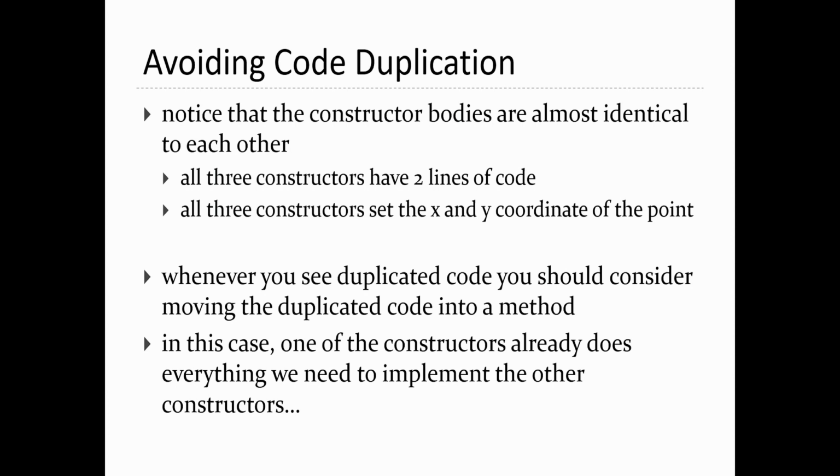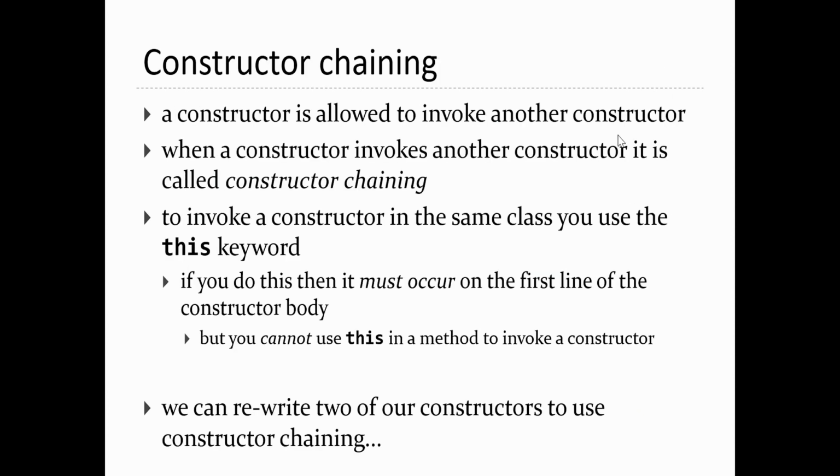So in other words, what's happening here is we're basically duplicating a bunch of code. All three constructors are essentially just setting the x and y coordinates of the point. So wouldn't it be nice if I could write one constructor that sets the x and y coordinates of the point and then have all the other constructors call that other constructor? And so the answer is yes, you can in fact do that. A constructor is allowed to call another constructor in the same class.